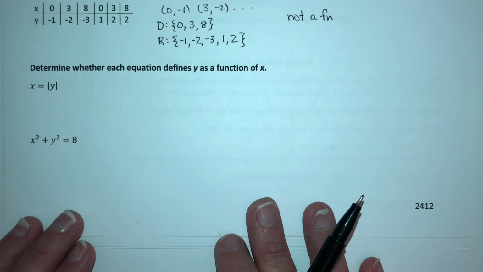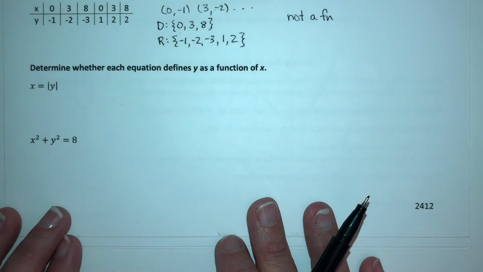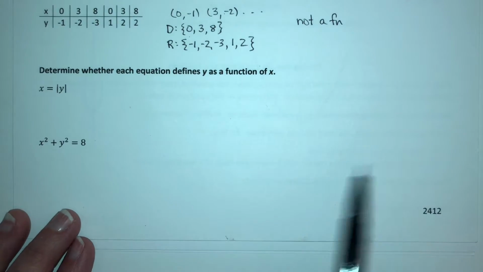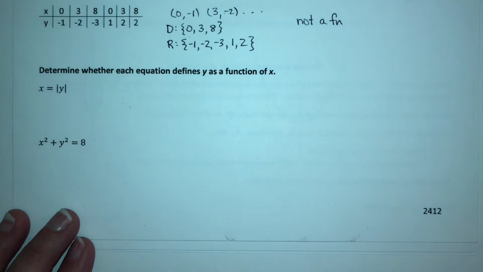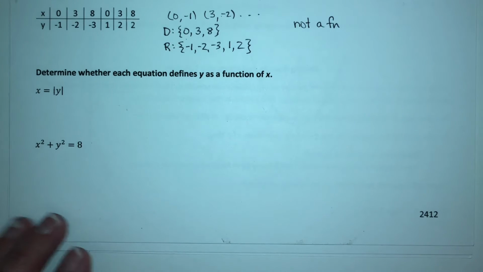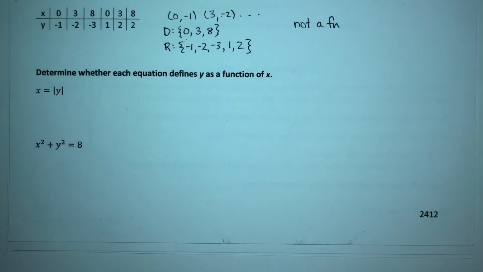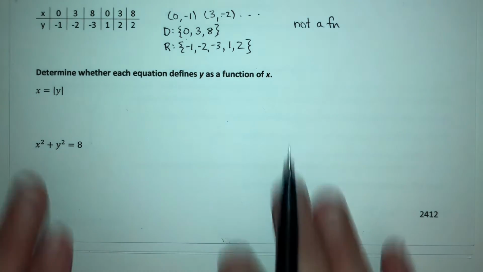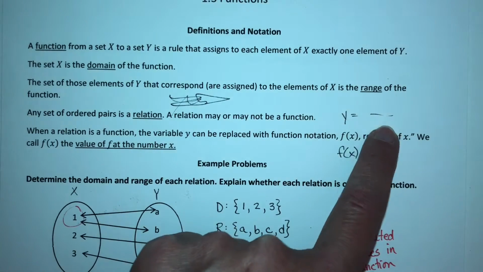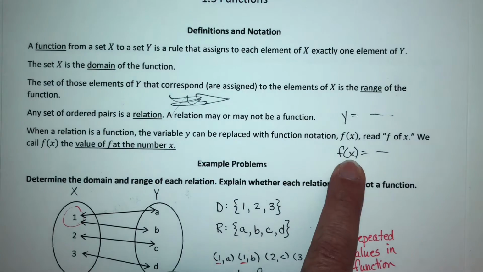This is part 2 of section 1.3, functions. We want to determine whether each of these functions that we're going to be talking about defines y as a function of x. So what we're going to do is solve these equations for y. Because remember, if we have y equal to, we have a relation, and if it's a function, then we can replace it with f of x.